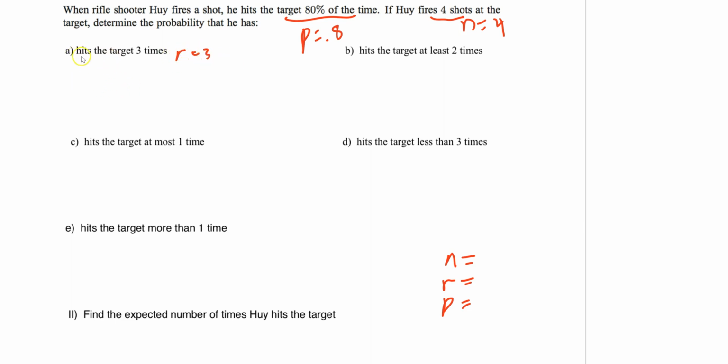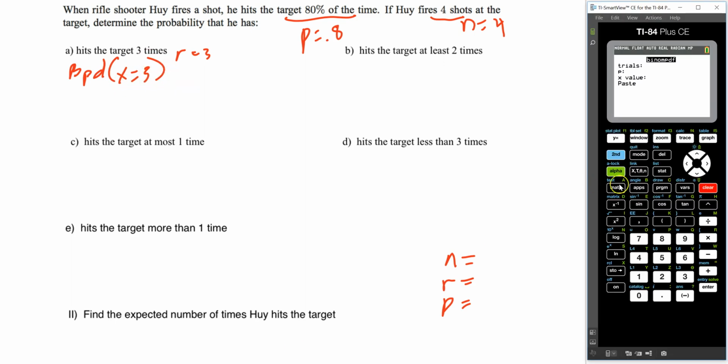Now notice how this one says hits the target 3 times. All we want is the target. He hits it 3 times or exactly 3 times. That's binomial PDF. Right, so binomial PDF, we have all our stuff. X equals 3, that's all we're looking for. So how do we do this? Well, we get to our calculator. Let me go back to the home screen real quick. Go to distribution. Go up to binomial PDF, right, because we only want it exactly. Trials is 4. Probability is 0.8.